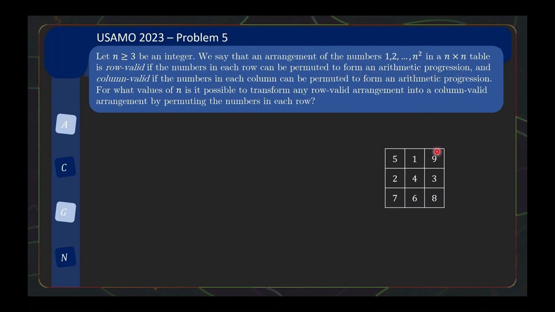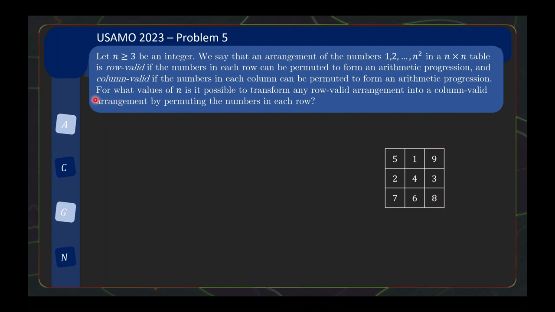So in this case, we have a row valid configuration, because 159 is an AP, 234 forms an AP, and 678 forms an AP. We say that the configuration is column valid if the numbers in each column can be permuted to form an arithmetic progression. Here we do not have a column valid arrangement, because, for example, 3, 8, 9 don't form an AP.